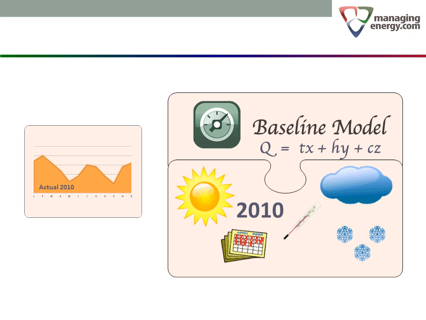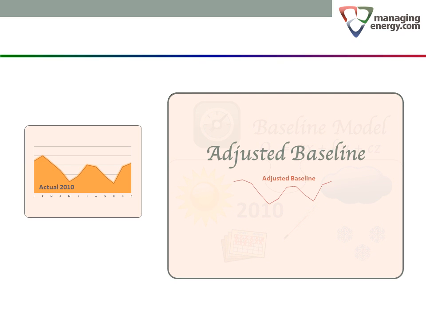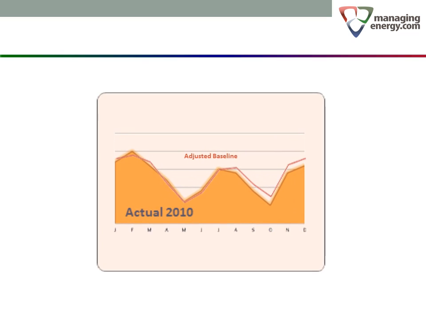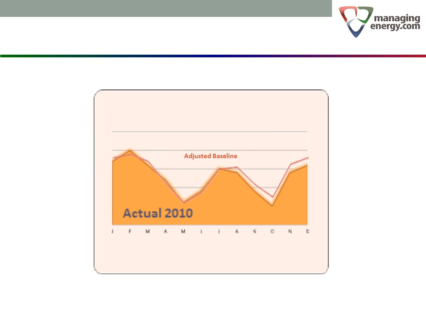That expected consumption is called the adjusted baseline. Why adjusted? Because we have taken the baseline model built on 2009 conditions, then adjusted it for the weather in 2010. Now we compare the adjusted baseline with the actual metered values. The difference between the adjusted baseline and the actual tells us how 2010 compared with 2009.